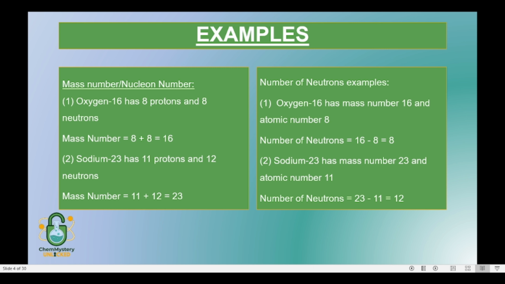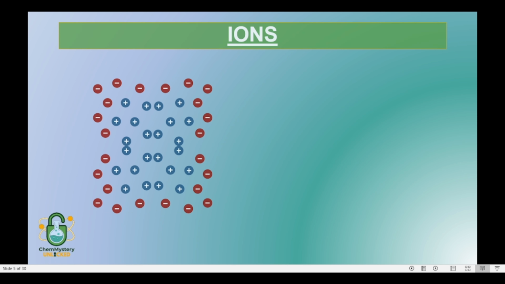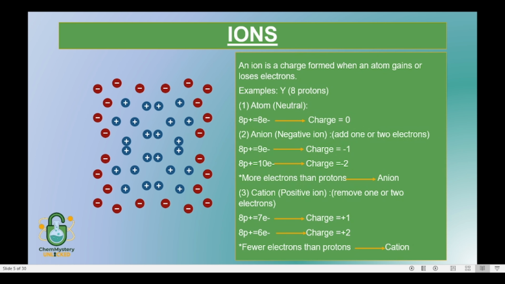Now let's move on to ions. An ion is a charge formed when an atom gains or loses electrons. To explain this, there is an example of a symbol Y that has 8 protons. In a neutral atom, the charge equals 0 because the proton number equals the electron number. So the charge equals 0 because positive and negative are equal on both sides, as you can see on the screen.